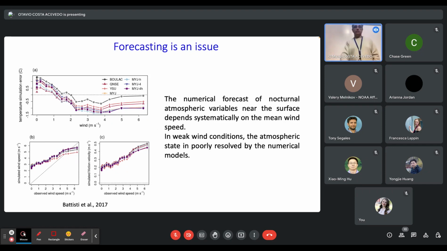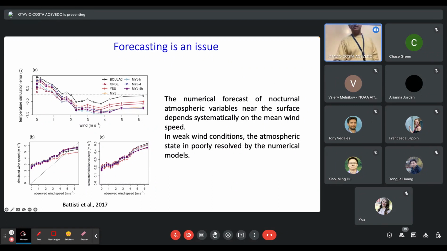Forecasting is an issue, as I told you. I don't want to start to be afraid of my time here, so I don't want to go into much detail, but this is a plot from a paper from a former student of mine. He ran WRF with different boundary layer schemes, typical classical boundary layer schemes from WRF, and compared the minimum temperatures for 27 stations in our state, to understand what causes the error in minimum temperature.